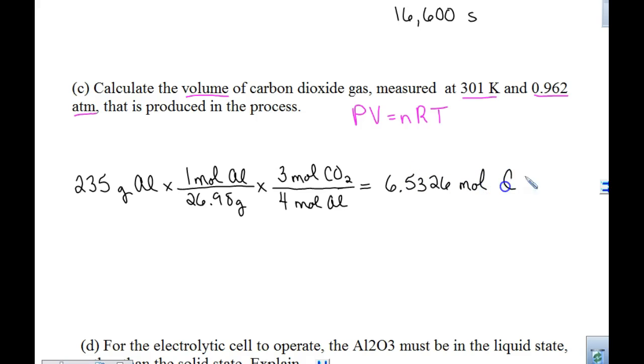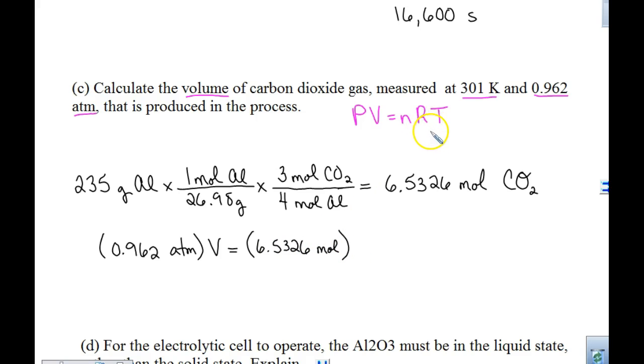6.5326 moles of carbon dioxide. Then I'm going to plug into the ideal gas law. So 0.962 atmospheres times the volume equals 6.5326 moles times the value of R. Remember, the value of R depends upon the unit used for pressure. So we're going to need the R that uses atmospheres, and that one is 0.0821. And the unit for that is actually liter atmosphere per mole Kelvin.